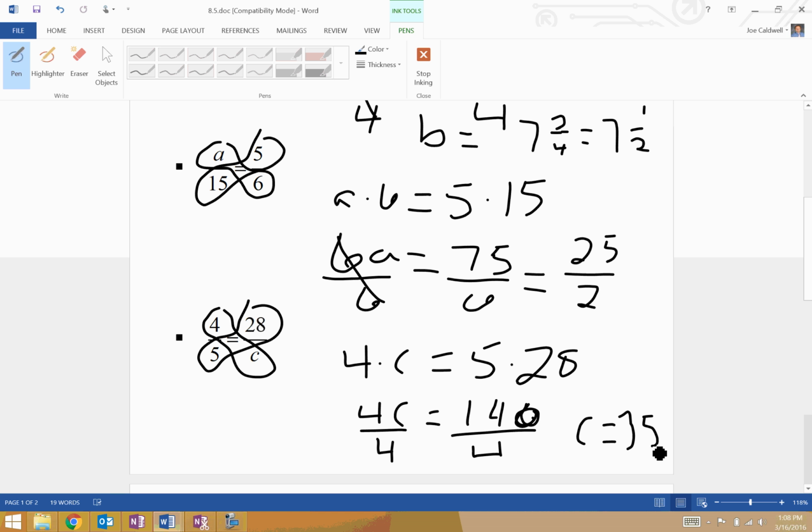So cross products are equal to each other, so we're going to multiply what's diagonal, set those two products equal to each other, and then solve for the variable. And that's all there is to it.